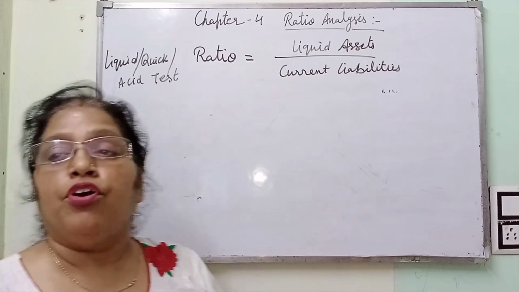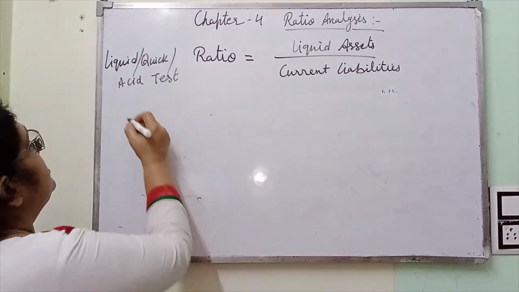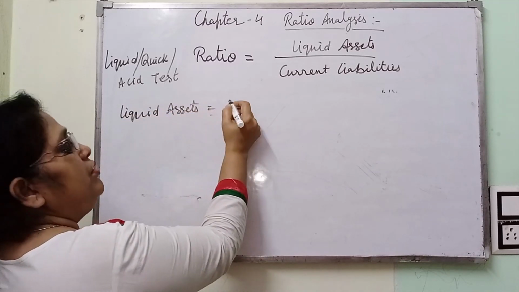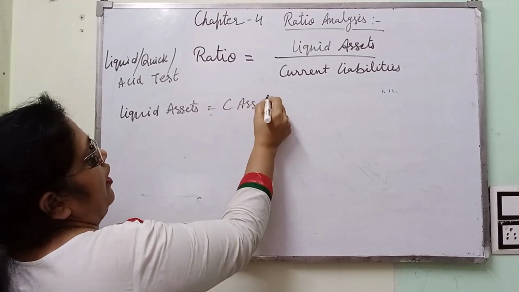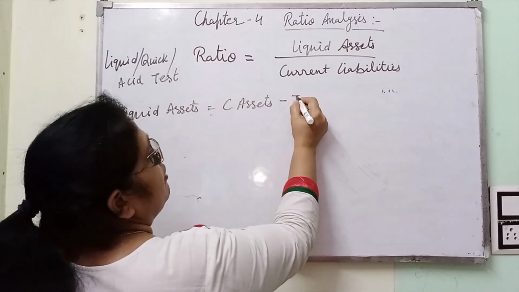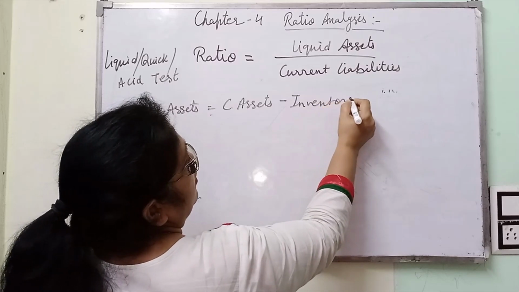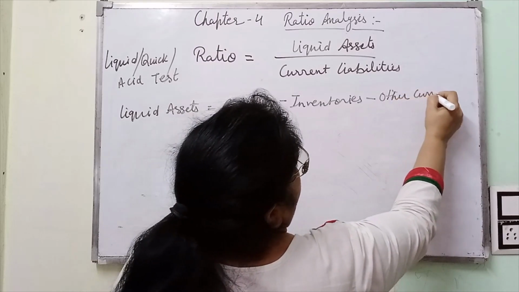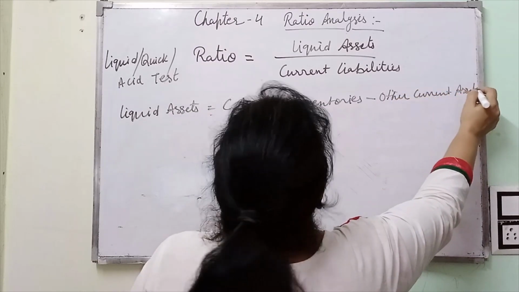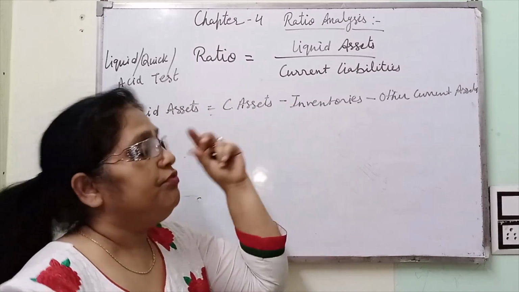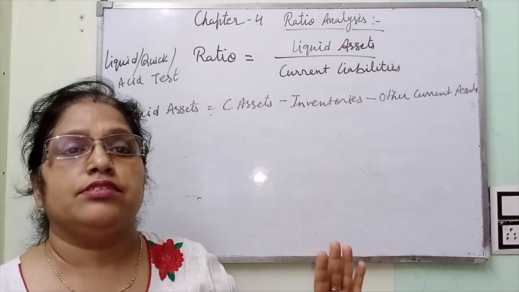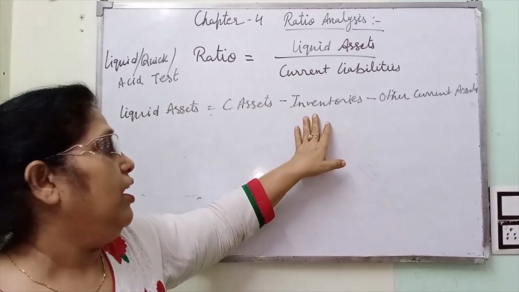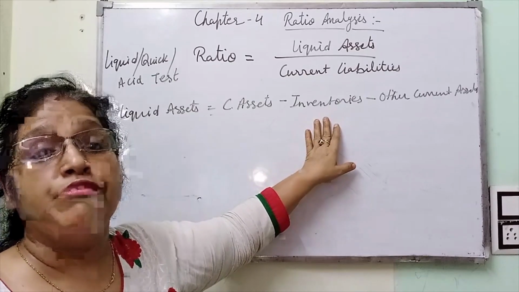Clear? So, the formula for calculating liquid assets is: liquid assets is equal to current assets, and out of current assets we have to deduct inventories and other current assets. Why do we have to deduct it? Inventories cannot be sold within 24 hours. I have a lot of stock lying, it is a readymade garments shop, a lot of stock lying. I can't convert them all into cash within 24 hours.